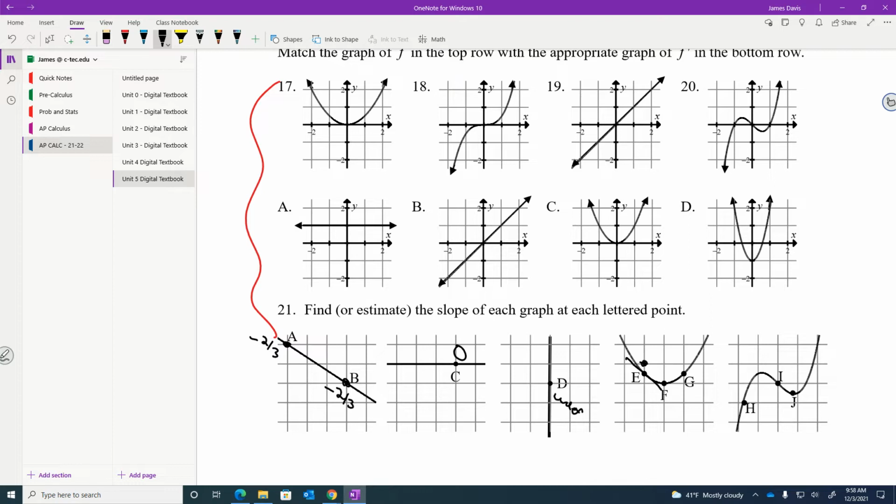It's a little bit challenging, but that's what we're going to be doing today. We're going to be estimating these slopes with these tangent lines to draw graphs of the original function based off of the slopes. So, you're ready, here we go.